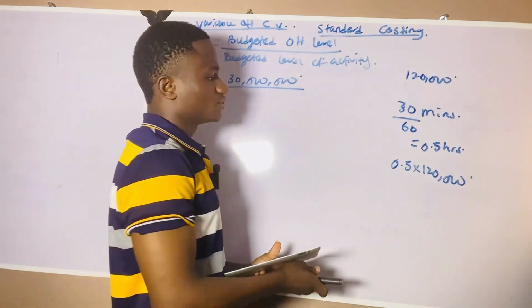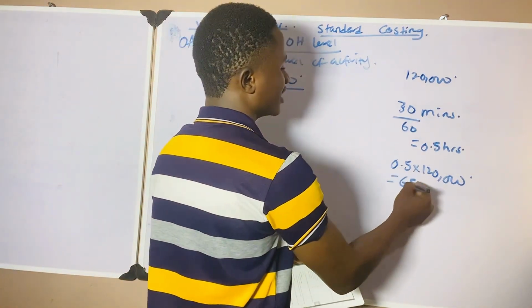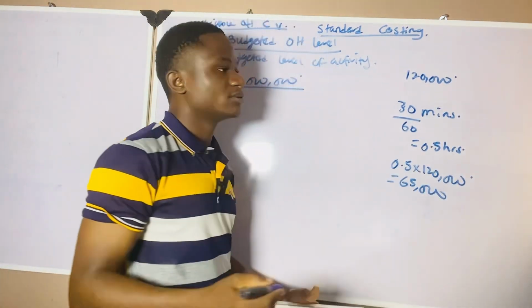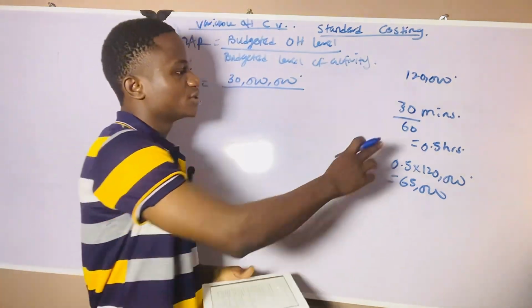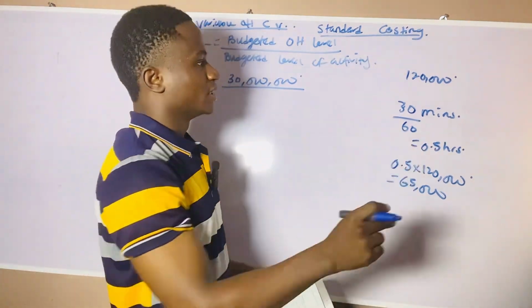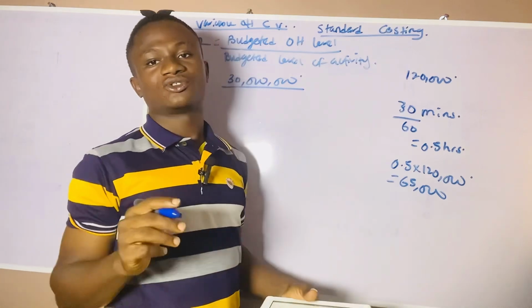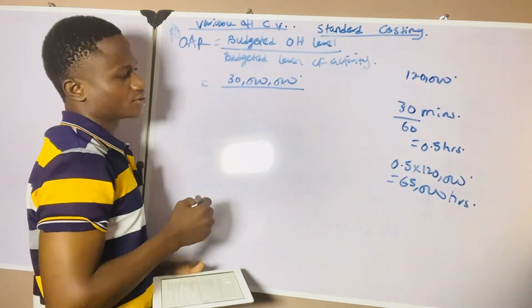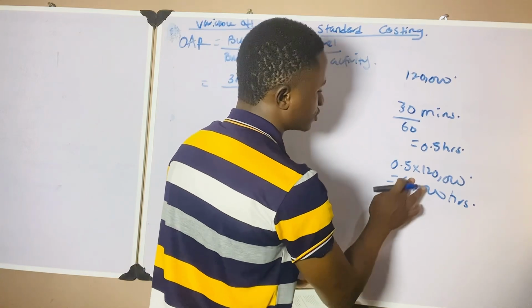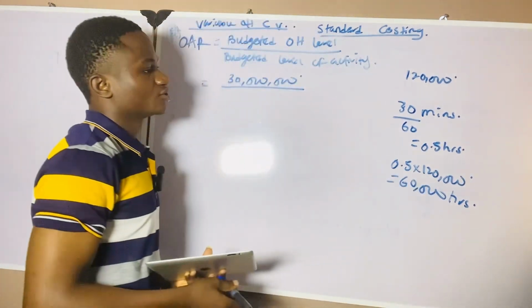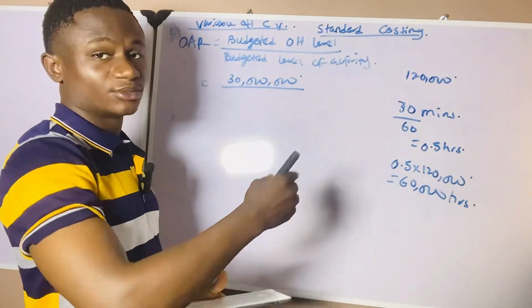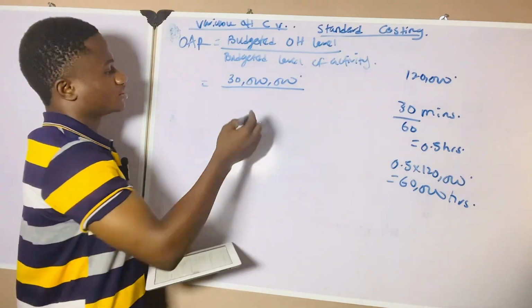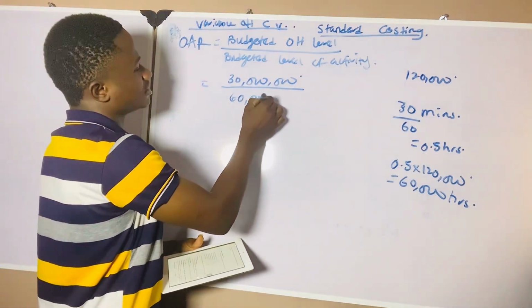So if I do that, that's going to give me 65,000 hours, because it takes me 0.5 hours to produce one. Is it 65,000? Sorry, that should be 60,000. Yes, 120,000 multiplied by 0.5 should be 60,000. So I'll come here and say divided by 60,000.